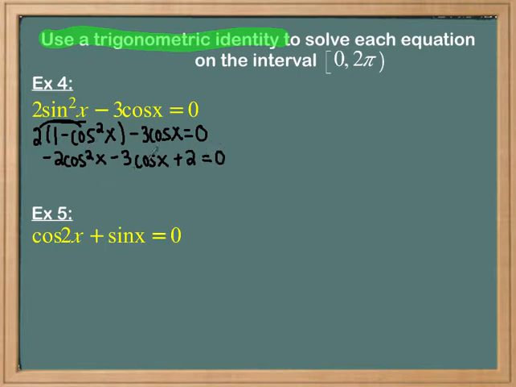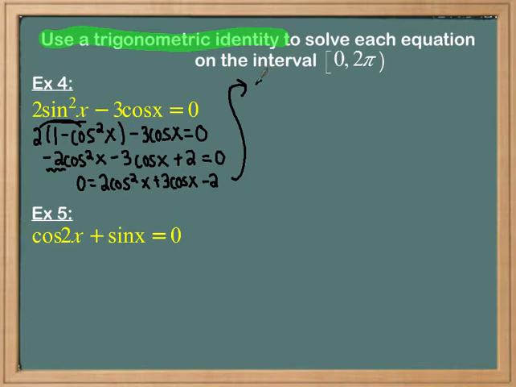Now when I factor this, I don't like that I have a negative leading coefficient here. So what I'm going to do is move everything over to the other side. When I do that, I end up with 0 is equal to 2 cosine squared of x plus 3 cosine of x minus 2. And now we have a problem like what we began with today, where I can go ahead and factor that.